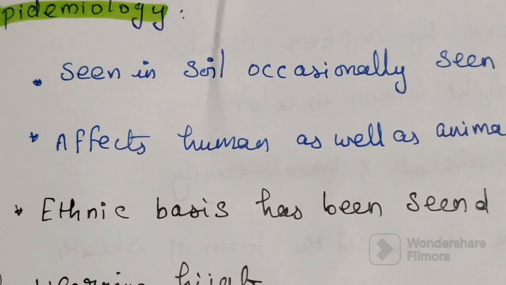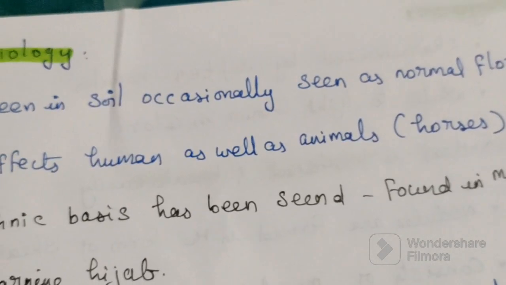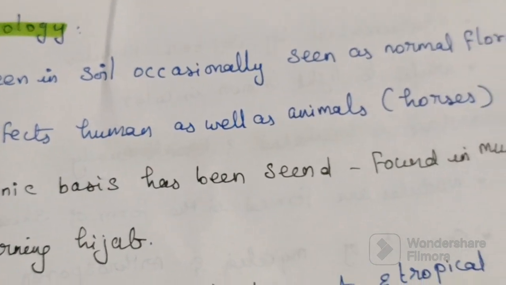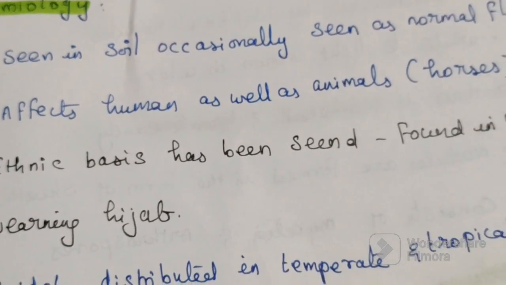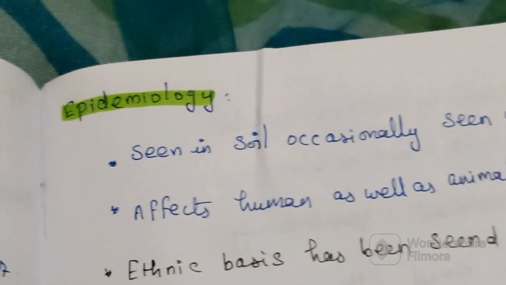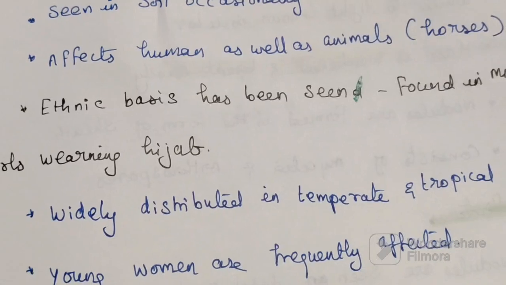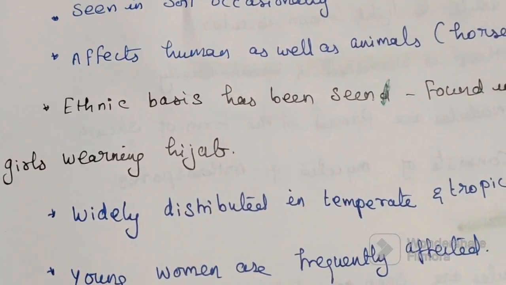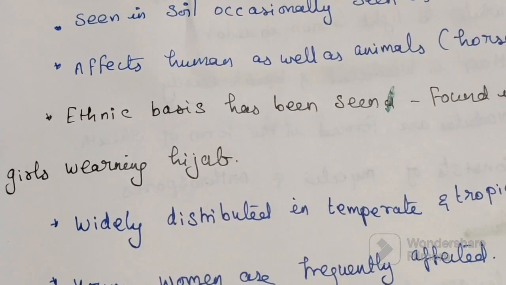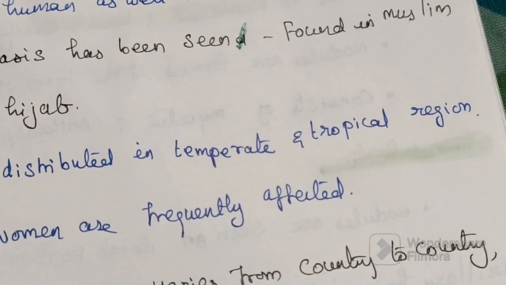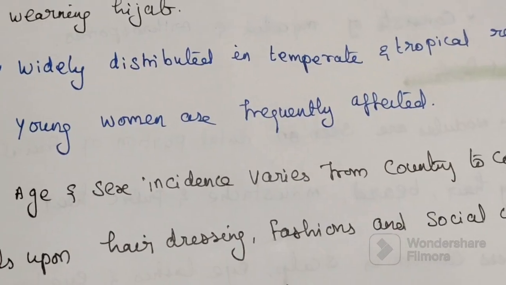Epidemiology of white Piedra. It is seen in soil and occasionally in normal flora. It affects humans as well as animals, mainly horses. Then an ethnic basis has been seen. It is found in Muslim girls wearing hijab. It is widely distributed in tropical and temperate regions. This one mainly affects young women.